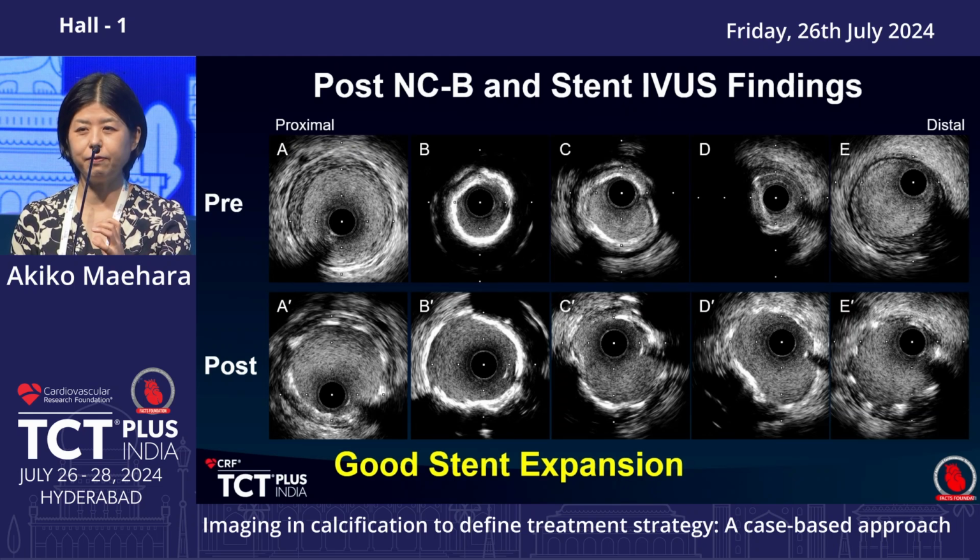How can you identify the fracture? You have to look for the outside, because once you have the fracture, there is no longer calcium on the top, and then you start seeing the outside. That's a good sign of the fracture. In this case, at the site of the circumferential fracture, calcium was nicely fractured, good stent expansion, fine.